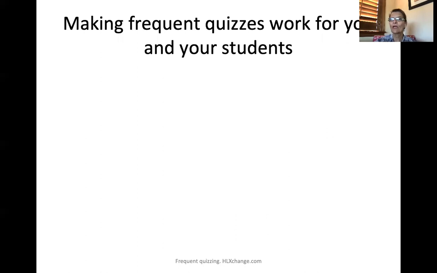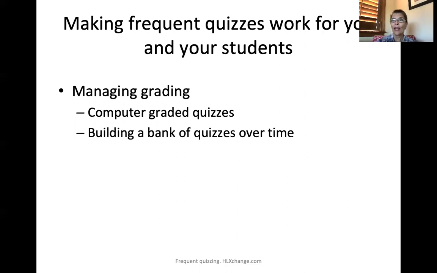Now, how do you make frequent quizzes work for you, the instructor, and your students? You're probably thinking, oh my God, I can see how this can work for students, but for me, it's an awful lot of work. Well, you really have to think about how to manage grading. If you're doing paper quizzes, you have to think about how to write those quizzes in a way that you can very quickly check the answers. I use computer graded quizzes. I've been doing this for many years, so I have built a bank of quizzes over time, and I have hundreds of quizzes, and I can mix them up and very quickly put together a unique quiz each semester.